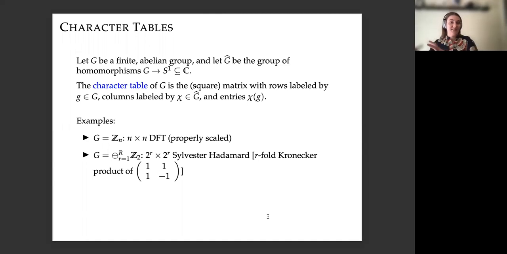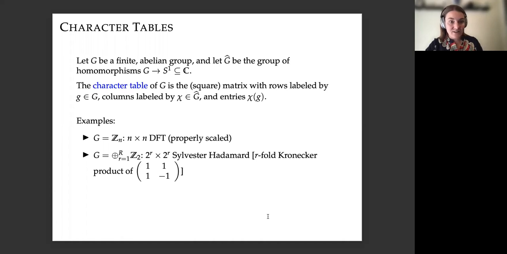Okay, so to turn these difference sets, these combinatorial objects, into nice frames, we need another ingredient. We need so-called character tables. So we're going to again fix a finite abelian group G, and we're going to let G hat be the group of homomorphisms from G into the unit circle in the complex plane. Then the character table of G is the square matrix with rows labeled by the elements of the group and columns labeled by the elements of the dual group. And the entries are just the pointwise evaluations.